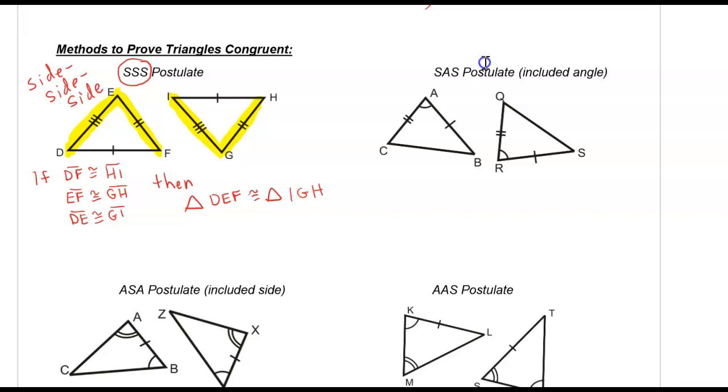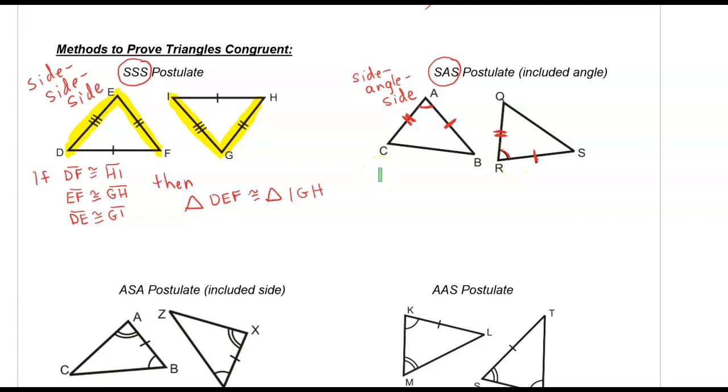Next method is SAS. That stands for side, angle, side. This one requires a little more thinking because the angle that we use has to be found between the congruent sides. Notice how angle A is congruent to angle R. And then notice how A is in between the congruent sides. Same thing in the other triangle. Angle R is found in between the congruent sides.